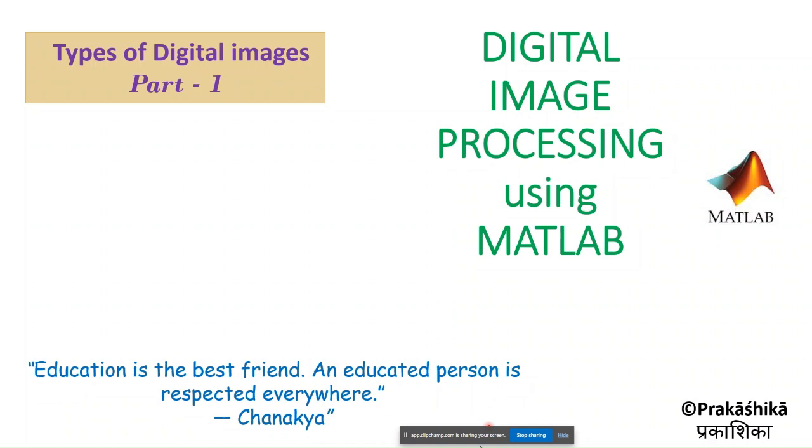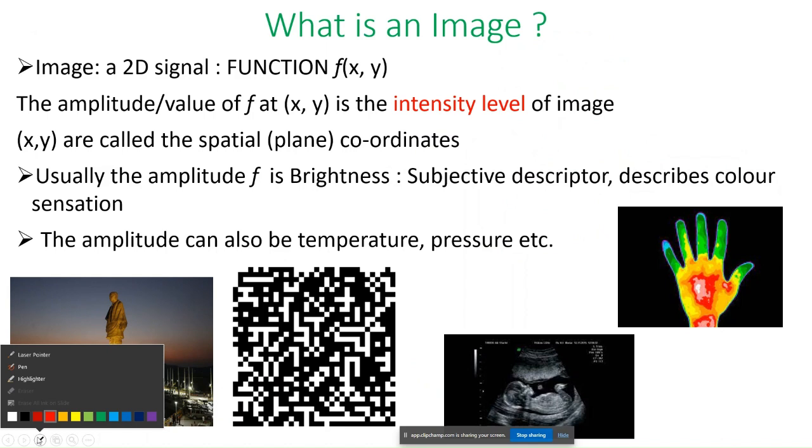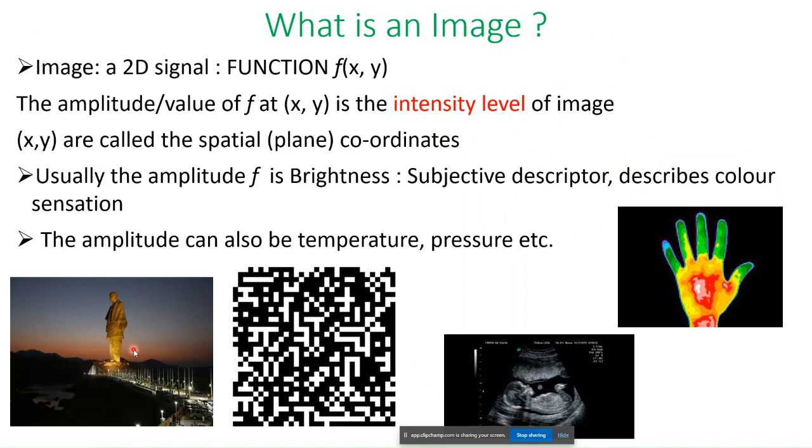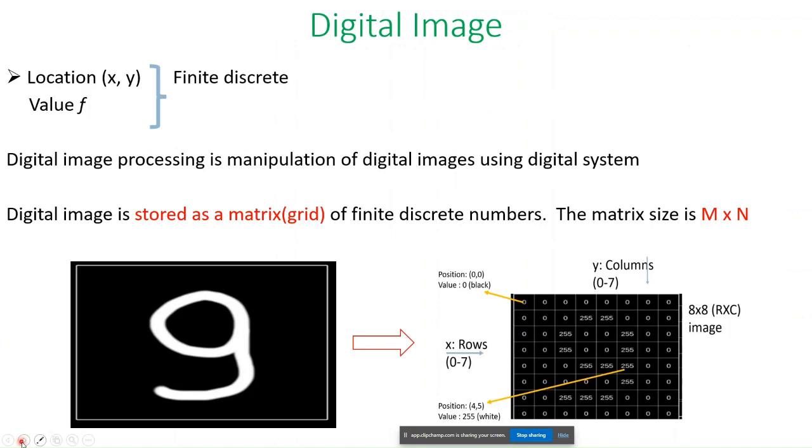Hey everyone, today let's dive into the topic: the different types of digital images. In the previous video, we explored what is an image, what is an intensity, what is a pixel value, and what that intensity value could be representing. It could be representing temperature, pressure, or some brightness. We have also seen how an image is stored. It is stored as a matrix of m rows and n columns.